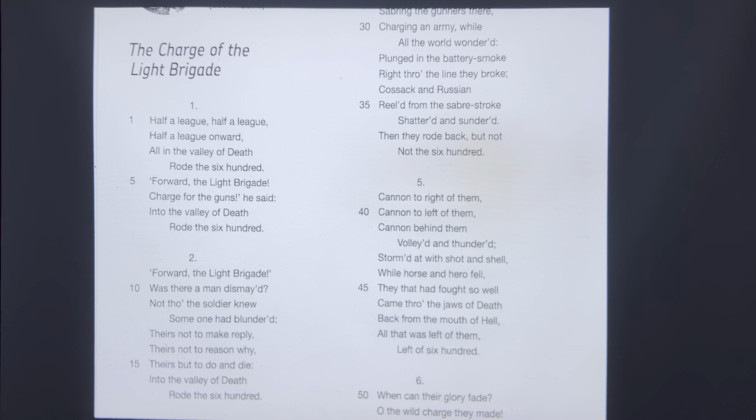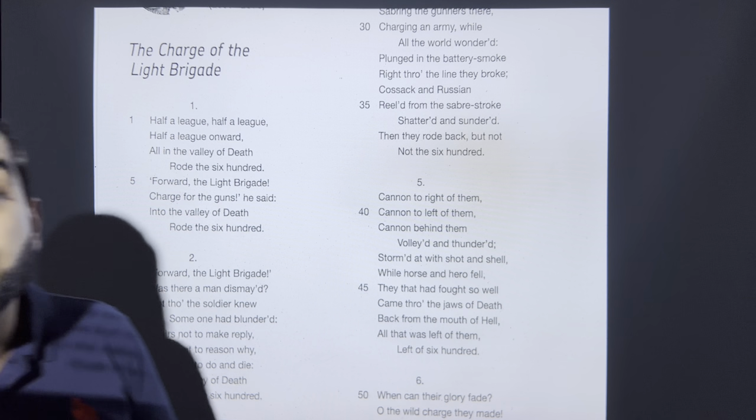Half a league, half a league, half a league onwards, all in the Valley of Death rode the 600. For the Light Brigade, charge of the guns, he said, into the Valley of Death rode the 600. For the Light Brigade, was there a man dismayed? Not that the soldiers knew, someone had blundered. Theirs is not to make reply, theirs is not to reason why, theirs is but to do and die.